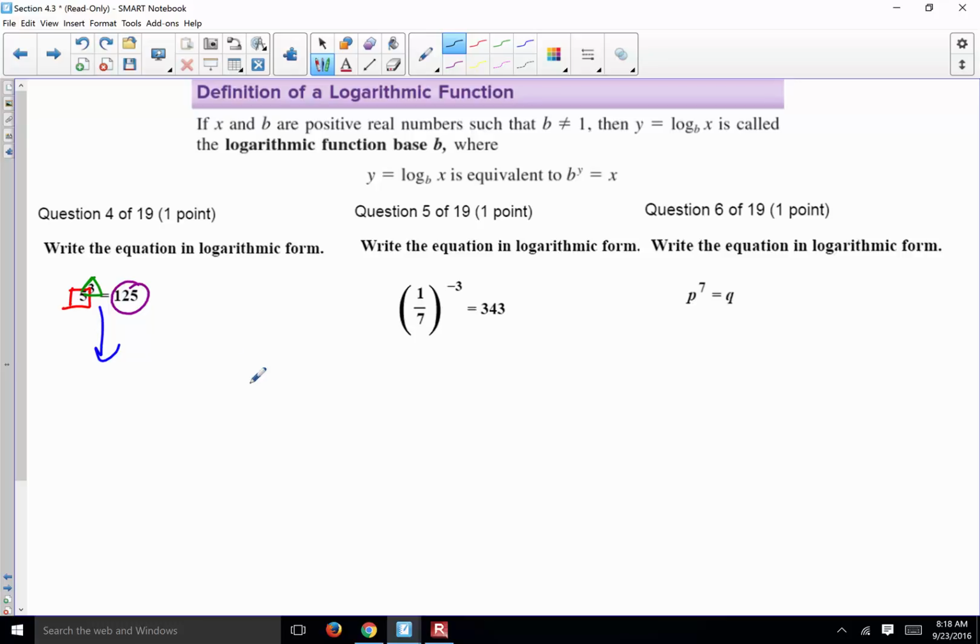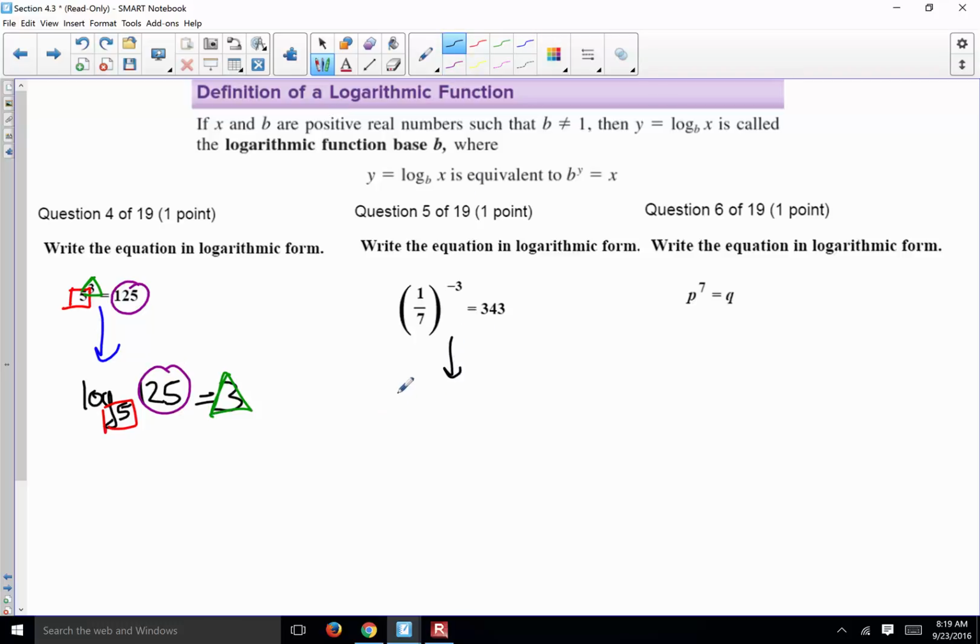Log base 5 of 125. Good. Okay. Again, base. Oh, I put the triangle in the wrong place. No, right place. And this.